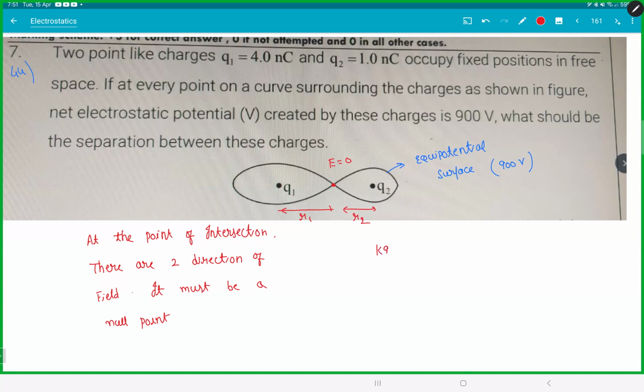You're done then. So let this distance be R1, let this distance be R2. So the field KQ1 by R1 square must be equal to KQ2 by R2 square. This is equation 1. Second equation, potential KQ1 by R1 plus KQ2 by R2 must be equal to 900. This is the second equation. You'll get R1, R2 from here. R1 plus R2 is the distance between them, and you're done. Is that clear, everyone? So that is how you argue that. They won't cross, but if they cross, that must be a null point.